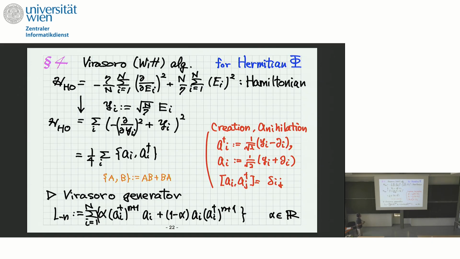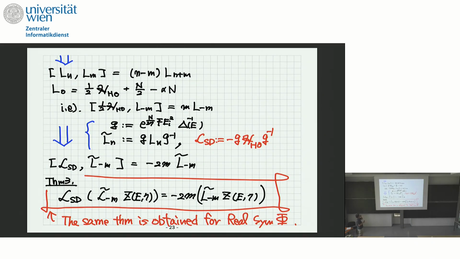So I'd like to make some comments about the Virasoro algebra. For simplicity, at first we consider the Hermitian matrix model case. That is, the Hamiltonian is just a harmonic oscillator. If we change the variables like this, the Hamiltonian is written like this. Using the creation and annihilation operators, this Hamiltonian is described. Right, if we introduce the Virasoro generator like this, then it satisfies the Virasoro or W algebra. There is no central charge.